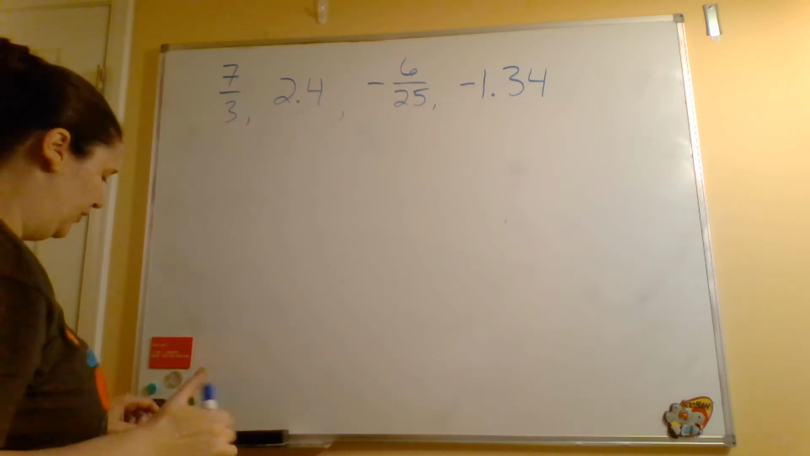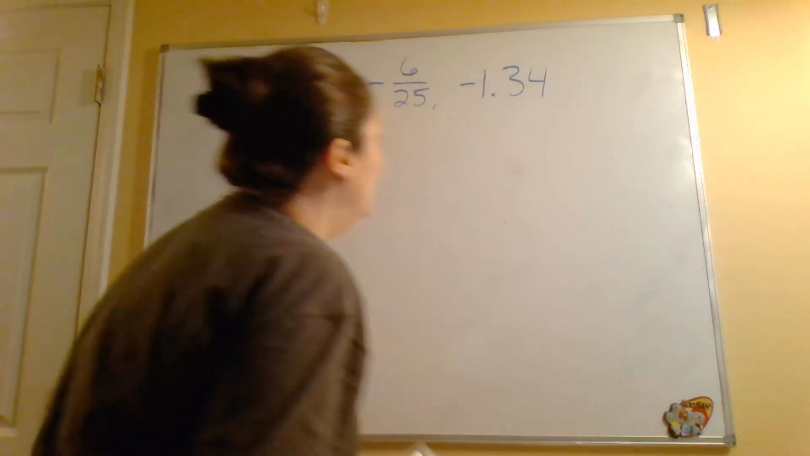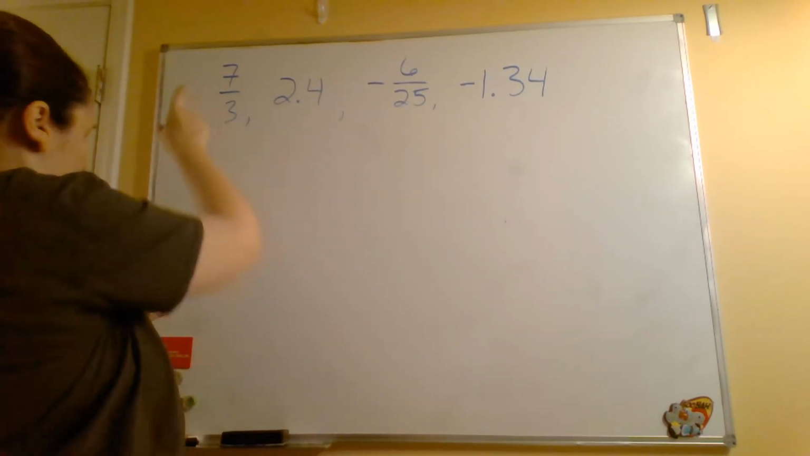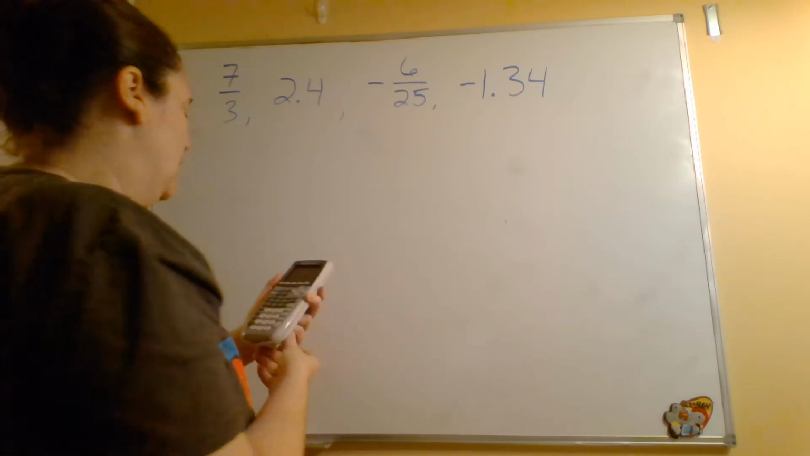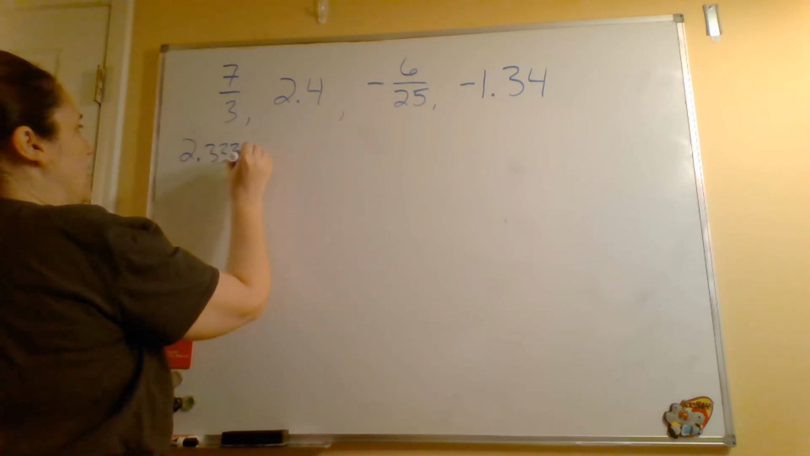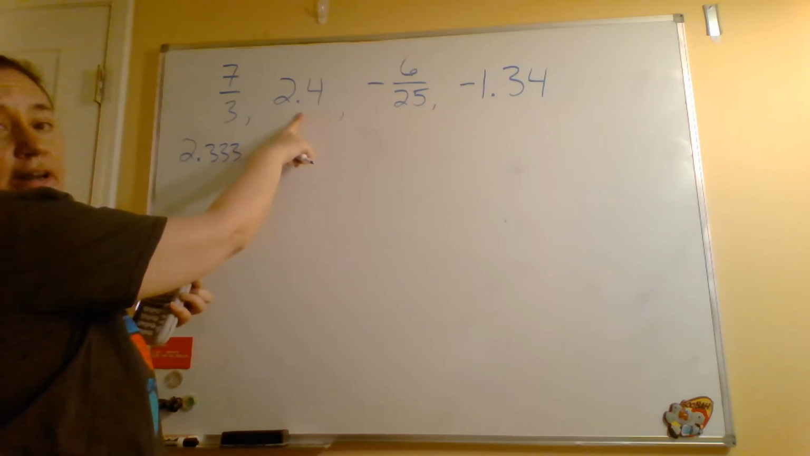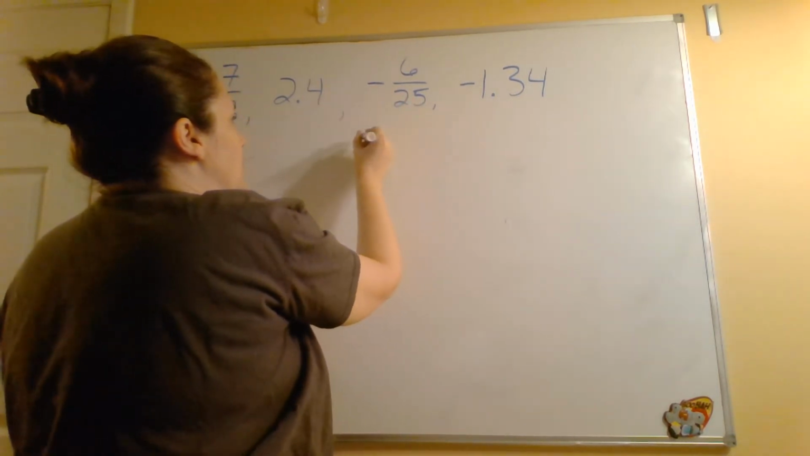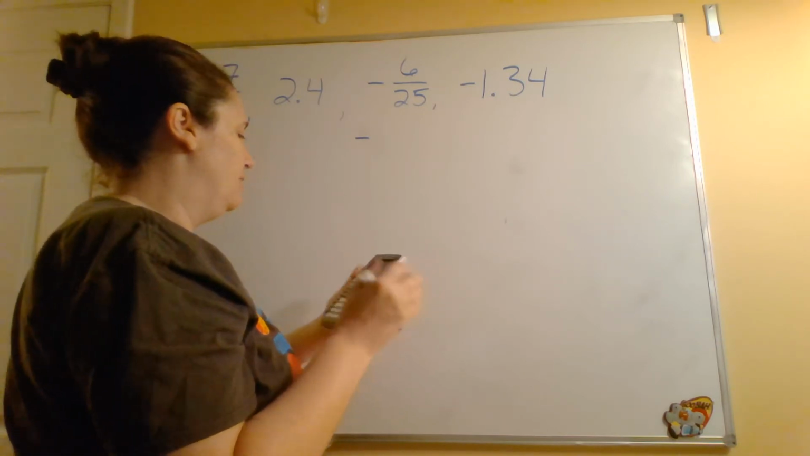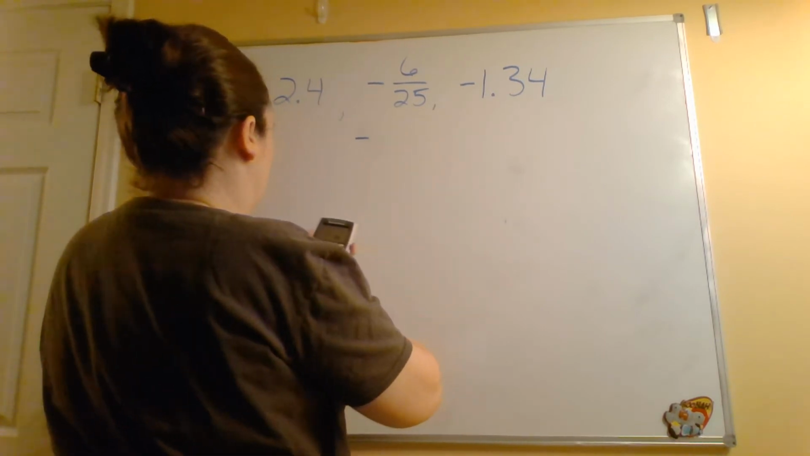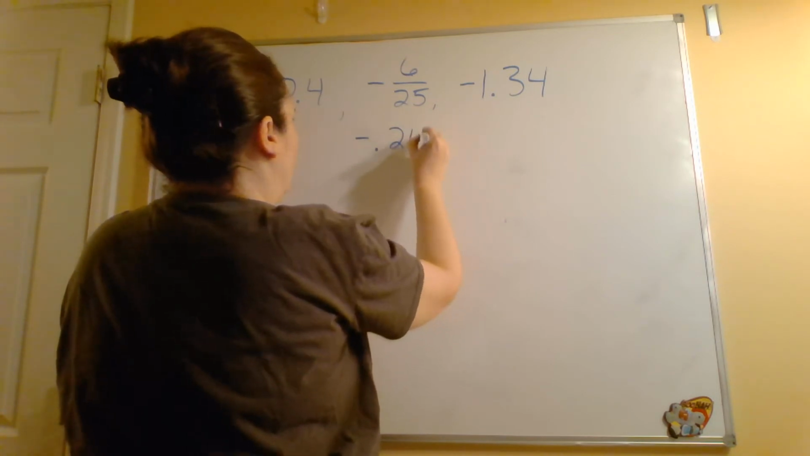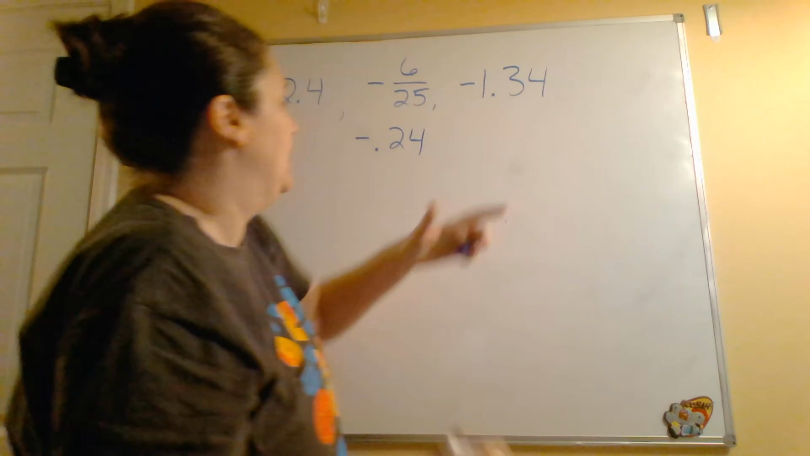All right. First off, let's turn these all into decimals. 7/3, I need to take 7 divided by 3. 7 divided by 3 is 2.3 repeating, 2.3333 and so on. This one is already a decimal. This one needs to be turned into a decimal. It's going to be negative something. I need to do 6 divided by 25, which is 0.24. This is negative 0.24. And that one's already a decimal.